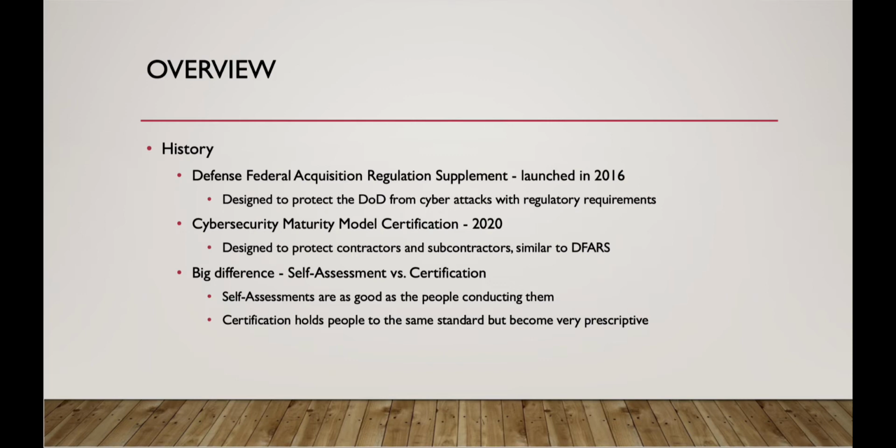A pencil whip exercise is where people would just say, "Yep, I got it. Yep, I've got all these things in place," but they really didn't have those different cybersecurity controls in place. In reality, it was just a checkbox exercise. And so that's why the Cybersecurity Maturity Model came into being in 2020, to supplant the DFARS regulation.